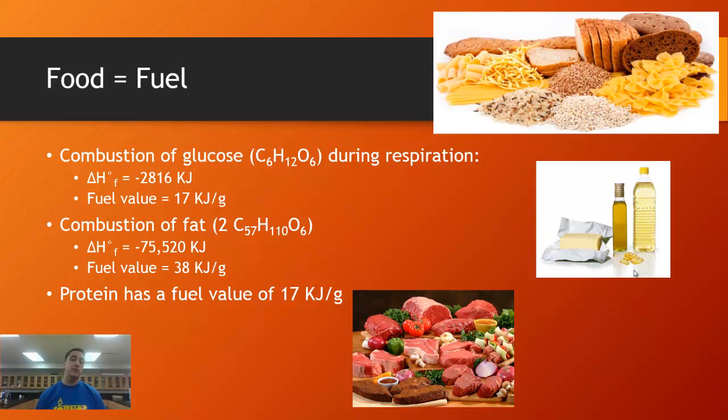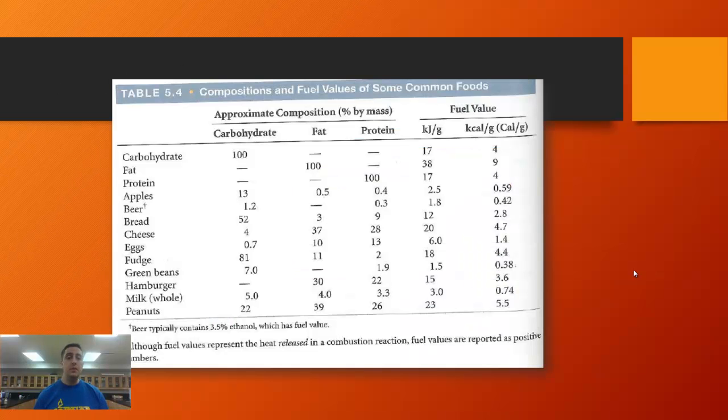Protein, which is another main thing that we need to consume for amino acids and other things, also has a fuel value, which is 17 kilojoules per gram. So carbohydrates, fuel value is 17 kilojoules per gram. Fat, fuel value is 38 kilojoules per gram. And then protein is 17 kilojoules per gram.